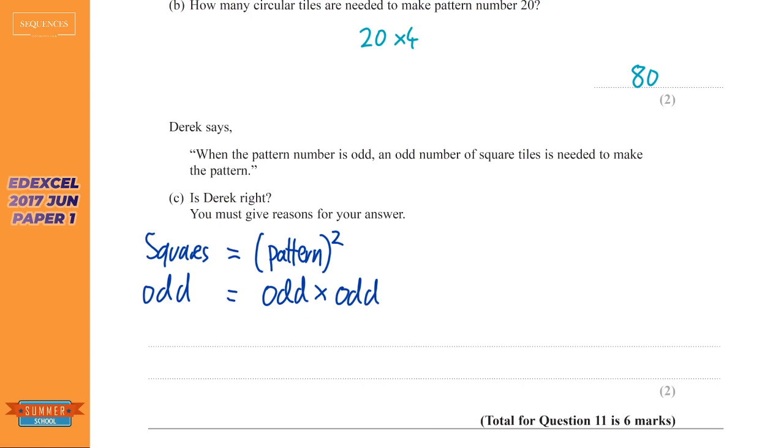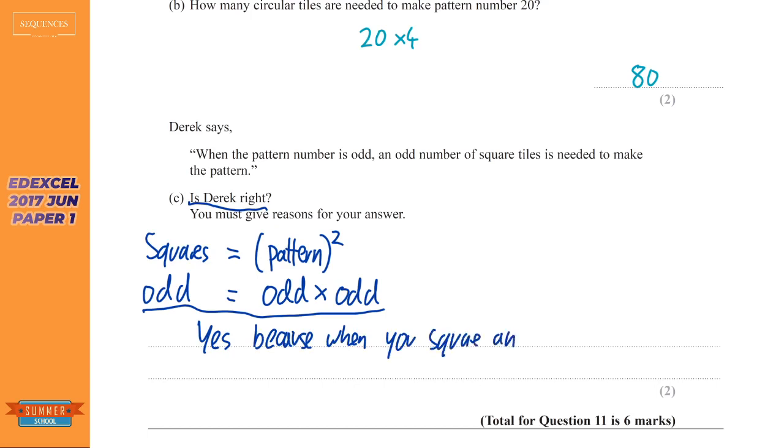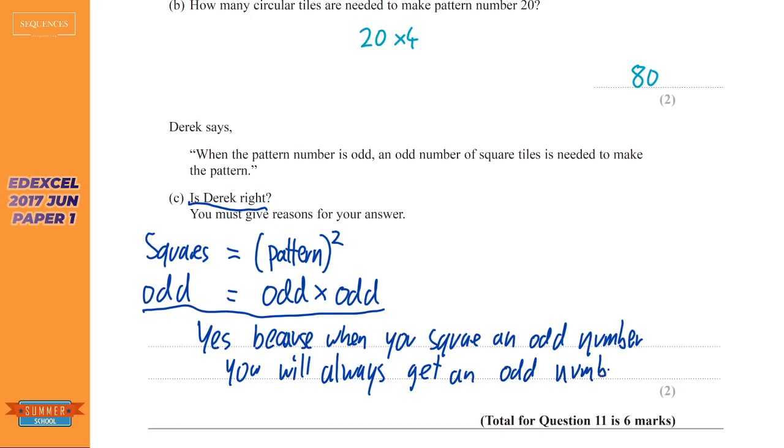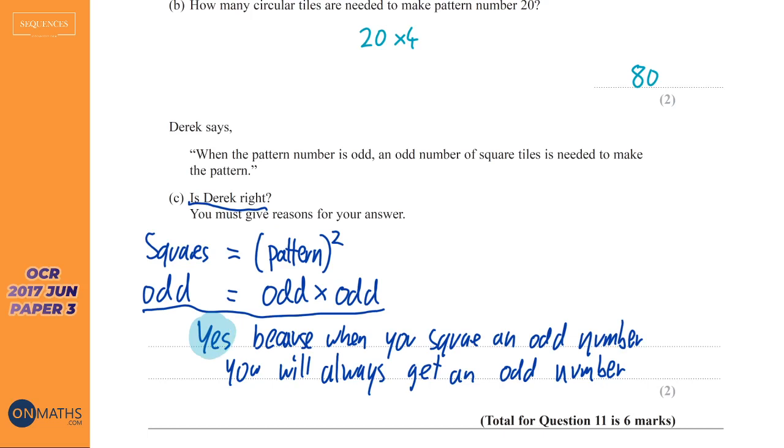So all you need to do here is write down, I think probably that's going to be enough there to write down and get both marks. But you need to have a conclusion as well. So it says, is Derek right? So yes, because when you square an odd number, you will always get an odd number. It's probably way too much, but make sure that you write down an actual conclusion. This part here is very, very important for these types of questions, as well as all of the explanation as well.